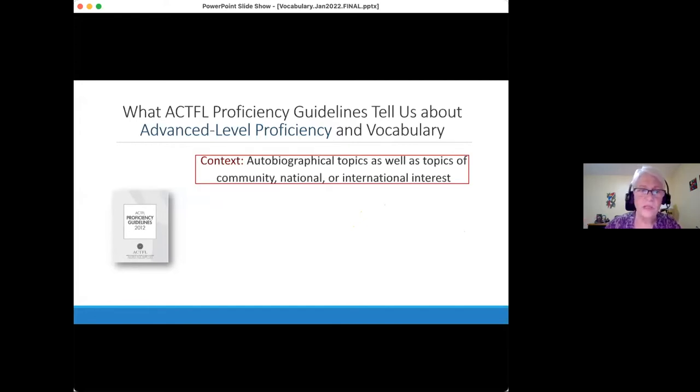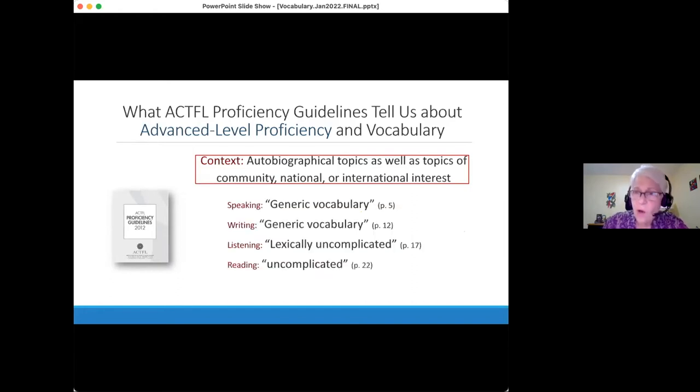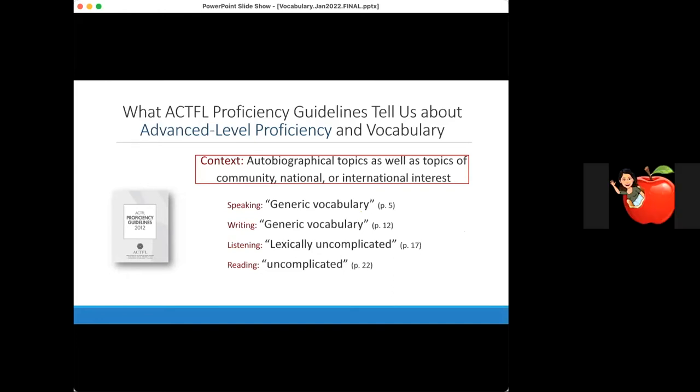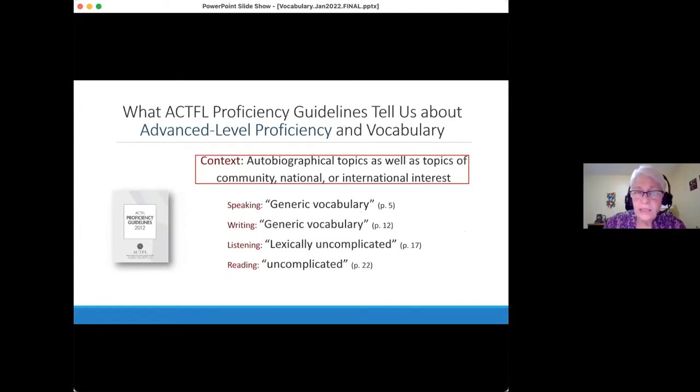Autobiographical topics, as well as topics of community, national, international interests. So your units are going to expand, as will the vocabulary that you're going to be preparing your students to acquire. And how well will they understand and produce it? Well, speaking and writing, we see generic vocabulary. Listening, lexically uncomplicated, and in reading, uncomplicated.